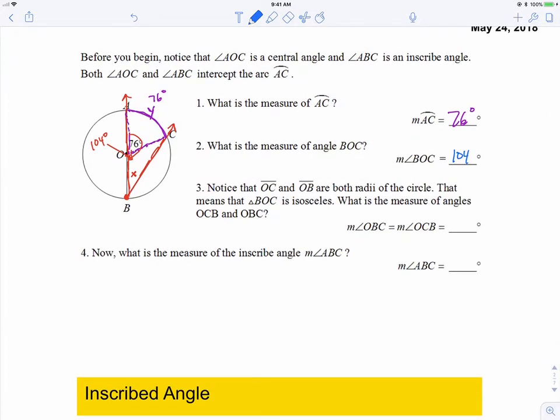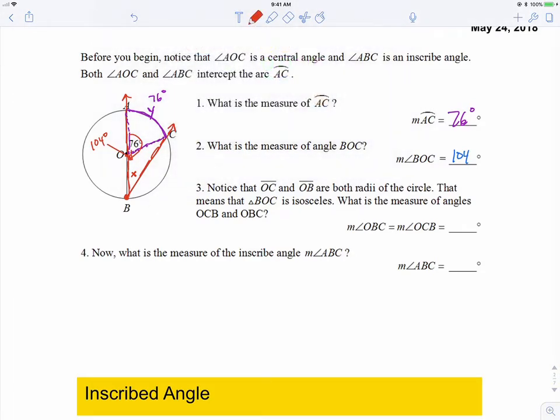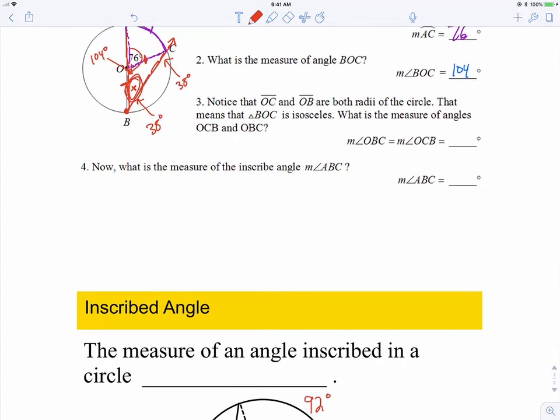And now we notice that these guys here, I guess I'll do it in red, are both radii, so they're congruent in length, which makes that an isosceles triangle. So that means I could do 104, the triangle sum with it. So 180 minus 104 is 76. I divide 76 by 2, and each one of these angles will be 38 degrees, because that's half of 76, right? So I just have shown that this angle here, the inscribed angle, is 38 degrees, and the measure of the arc that it intercepts is 76 degrees.